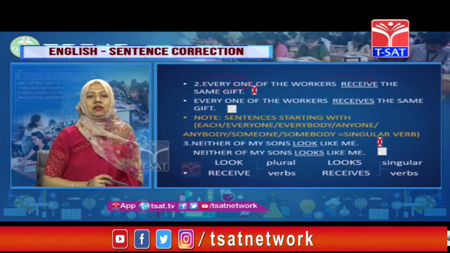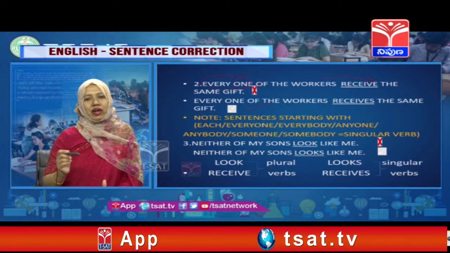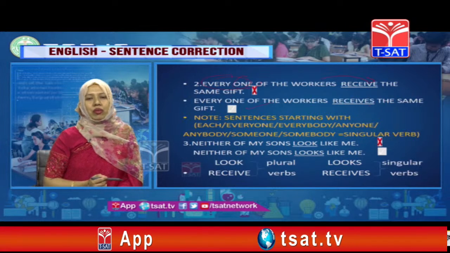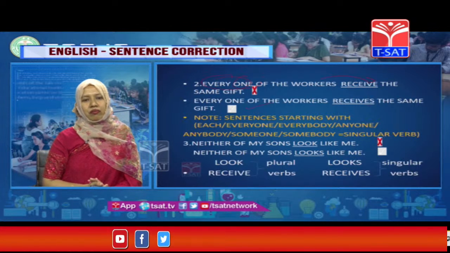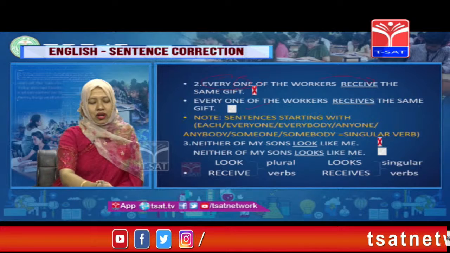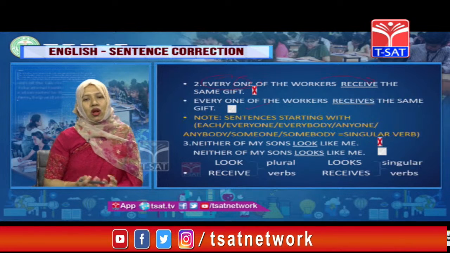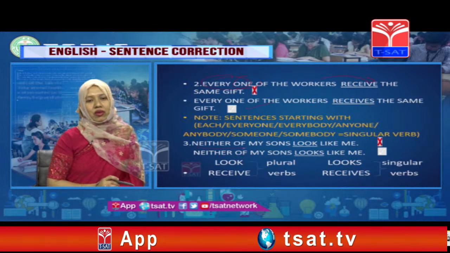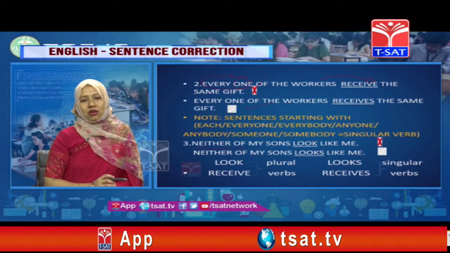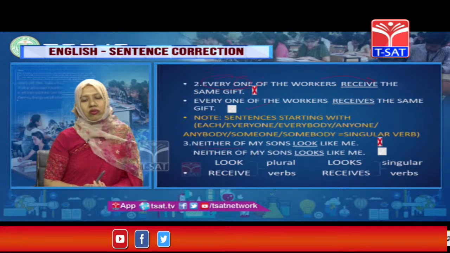Sentences which are starting, or in the subject's place, with each, everyone, everybody, anyone, anybody, someone, somebody should be followed by a singular verb. If you look at the next example, "Neither of my sons look like me." We are talking about neither, that means nobody. "My sons look like me" is wrong.